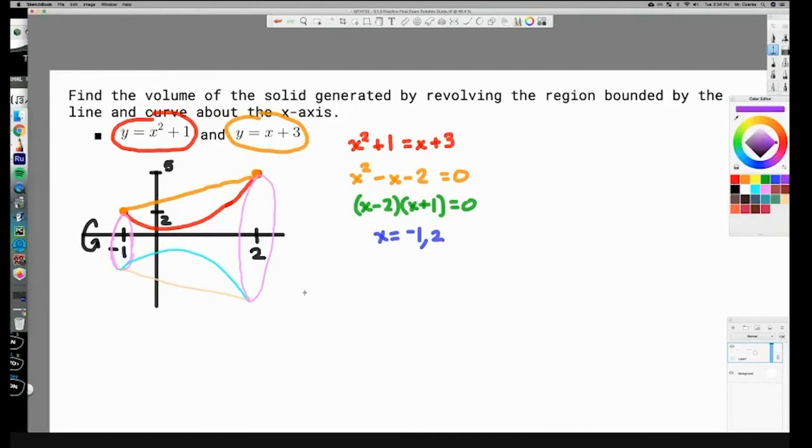So your volume is equal to pi. We're integrating it from negative 1 to 2. And the one that's the furthest radius away is the orange. And then you're subtracting off the red. It's something like that.